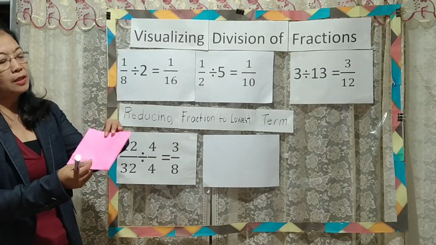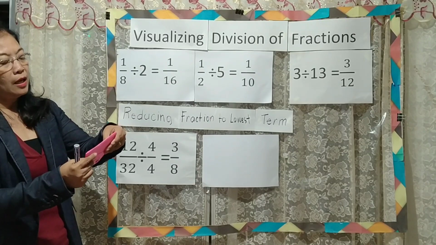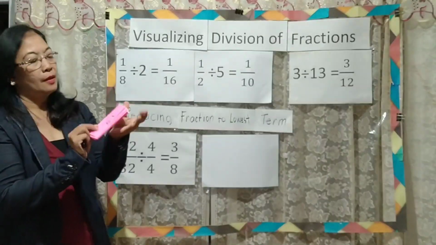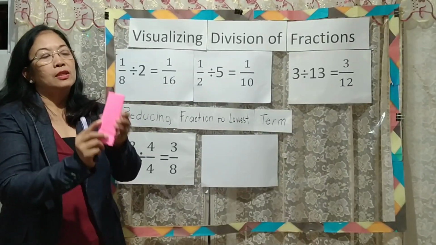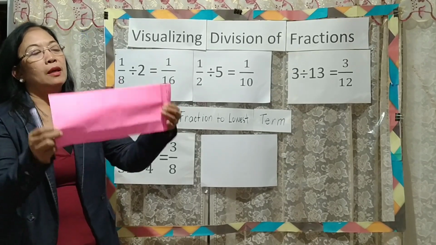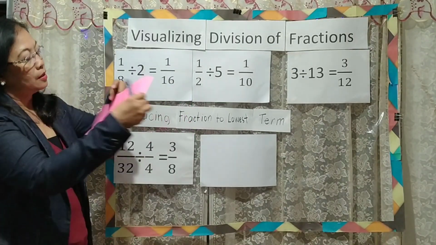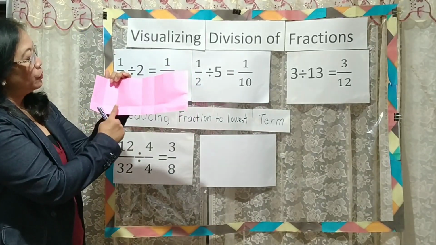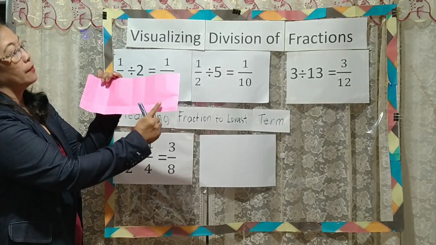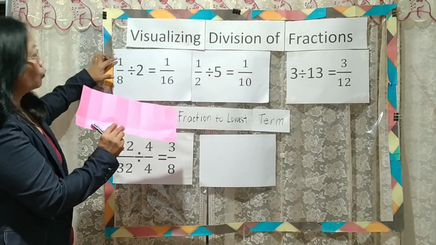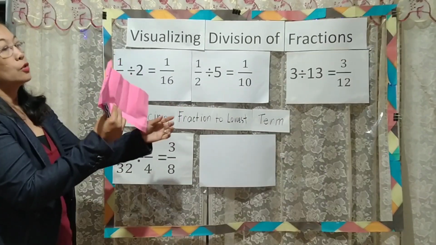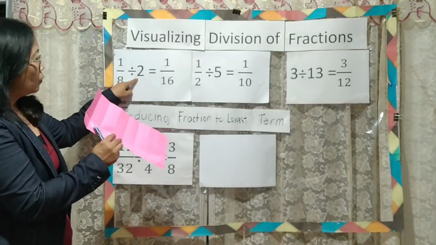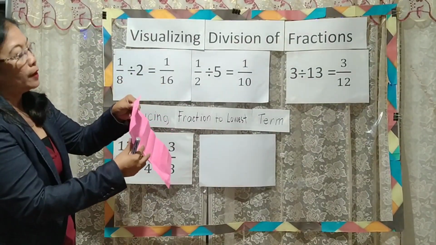So, halimbawa, this is, okay, and this one. Okay, so this will be, then open it, you have 8 equal parts. 1, 2, 3, 4, 5, 6, 7, 8. You are going to get one part of that. So, divided by 2, so, ito yung one part.